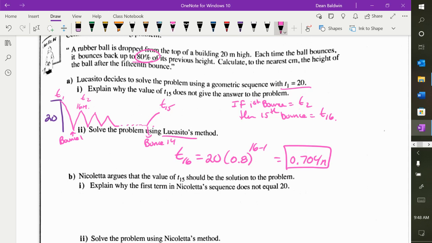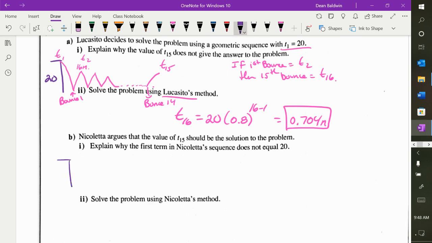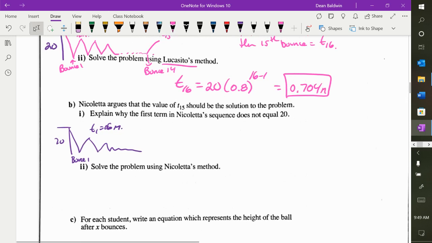Nicoletta disagrees. She thinks T15 should be the answer to the problem. How do we make it so that T15 is the answer? T1 is 16. So if you do this, that's 20, it bounces, boom, that's T1, which would be 16 because this is bounce 1. And then you can go all the way down. So her formula is going to be, I'll write the general: the A value is going to be 16, and R is still 0.8.